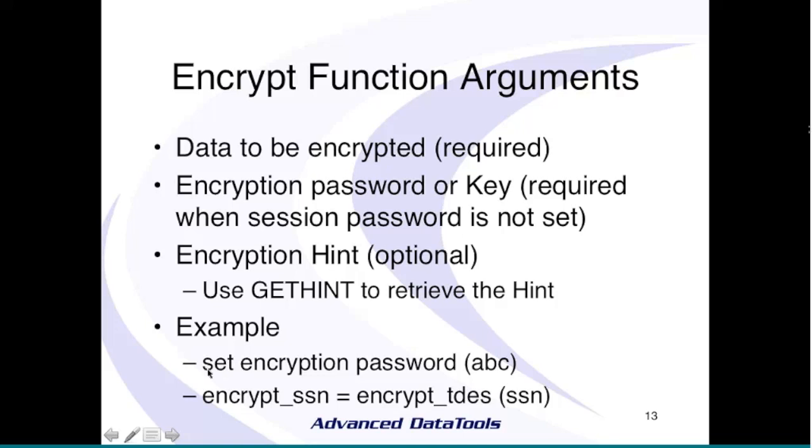A very simple example is you first run the function set encryption password, and I'm setting it to ABC. That's literal. And then I call the function to encrypt a field called Encrypt SSN, and I'm passing it a Social Security number. And that is going to return an encrypted string into my Decrypt SSN function. And it's good to go. And I'll show you what that looks like in just a minute.